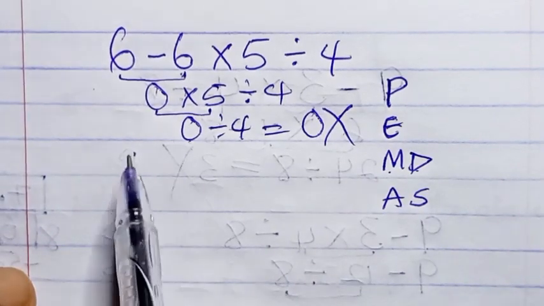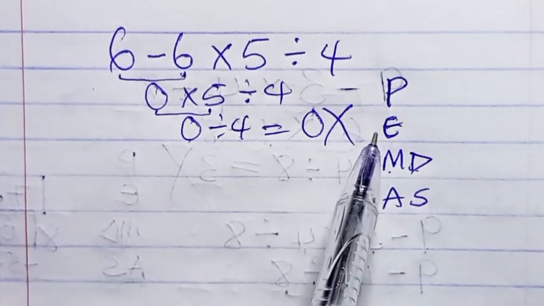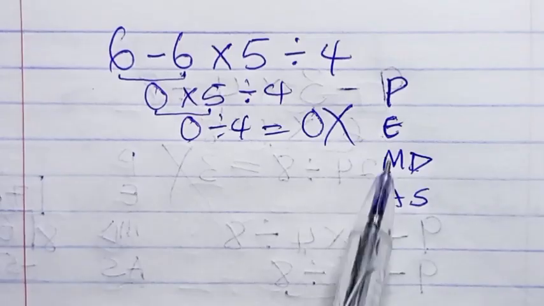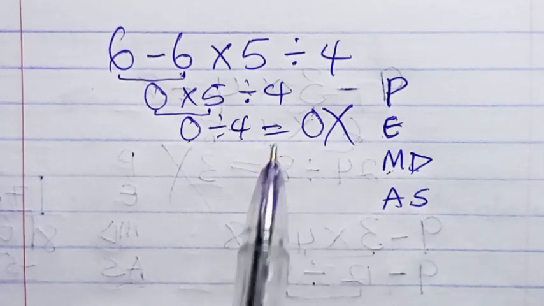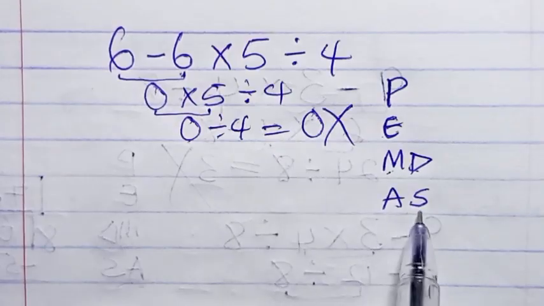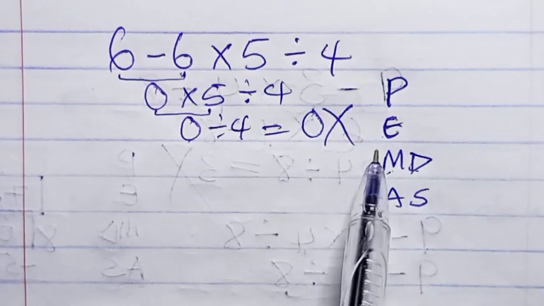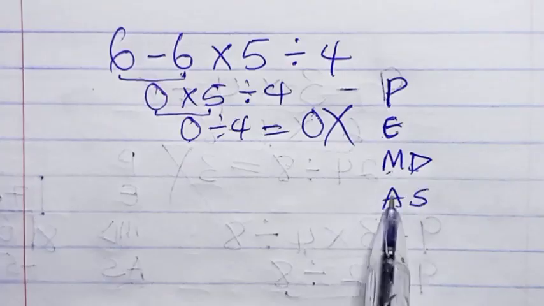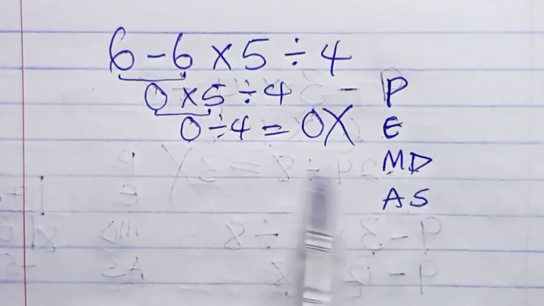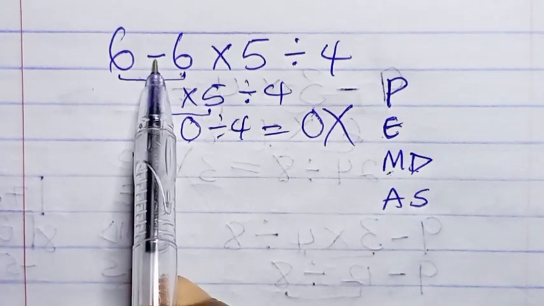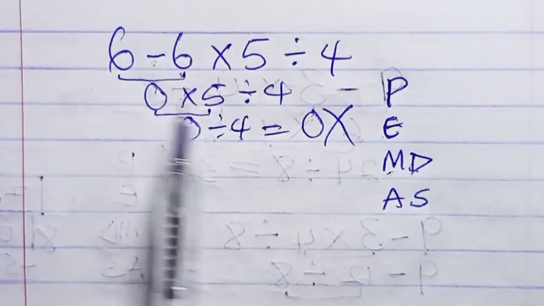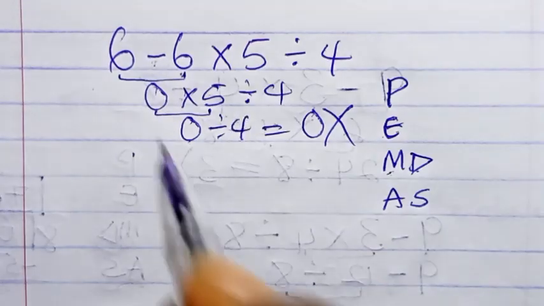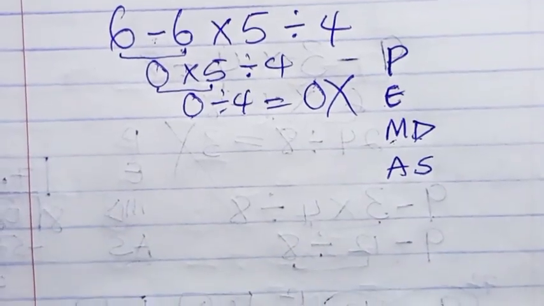So now we have parentheses followed by exponent followed by multiplication. Multiplication and division have equal priority, okay? Same as addition and subtraction. But multiplication and division come before addition and subtraction. That is why if you do this subtraction first, you are going to get the wrong answer. So let's see the correct answer to this question.